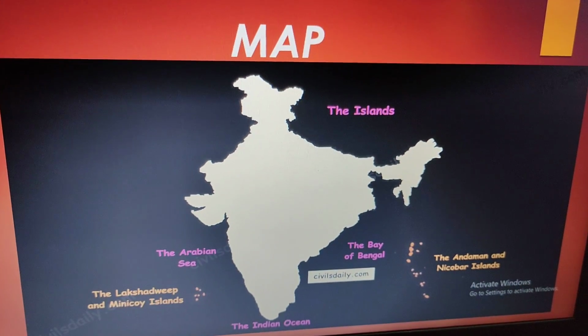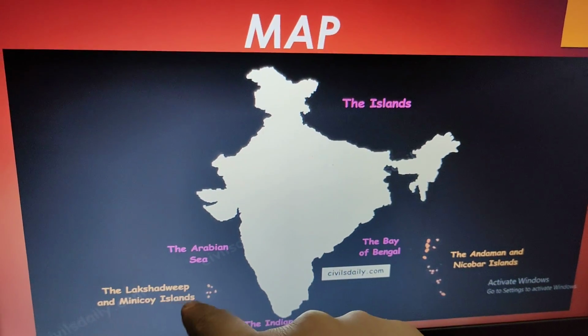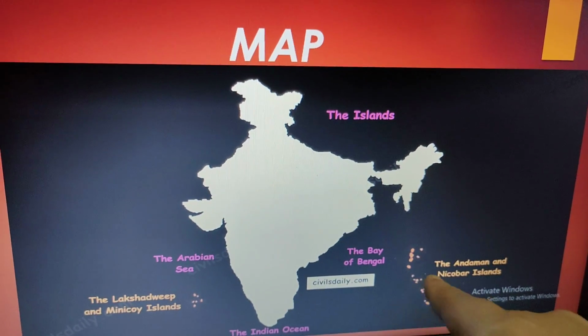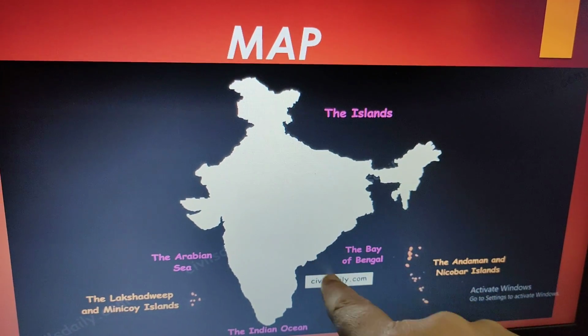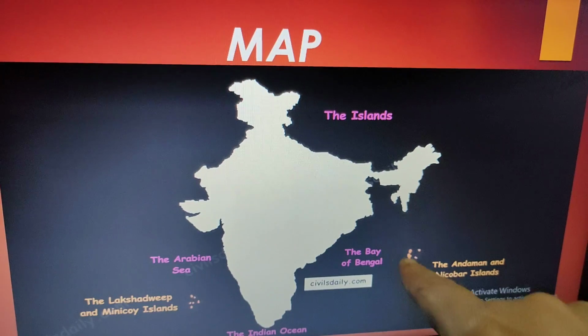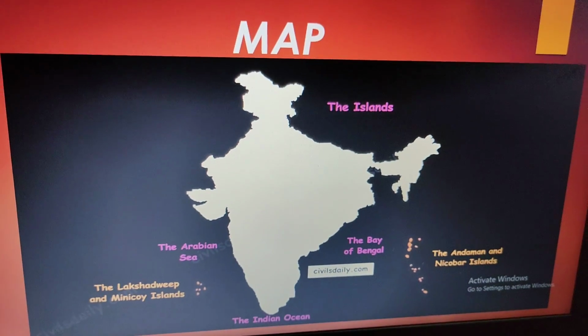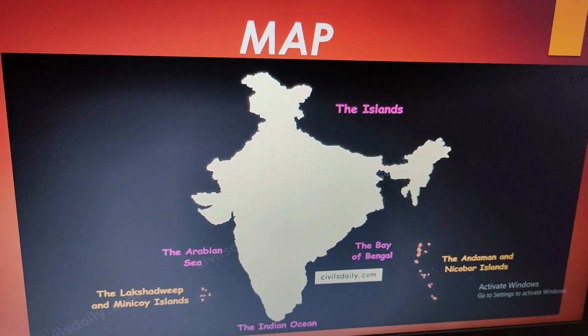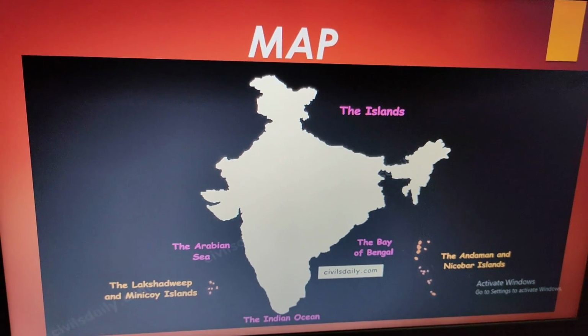Now this is the map. The Lakshadweep and the Minicoy Islands in the Arabian Sea, the Andaman and Nicobar Islands in the Bay of Bengal. Right? These are the two island groups of India, the Andaman and Nicobar Islands and your Lakshadweep and Minicoy Islands.